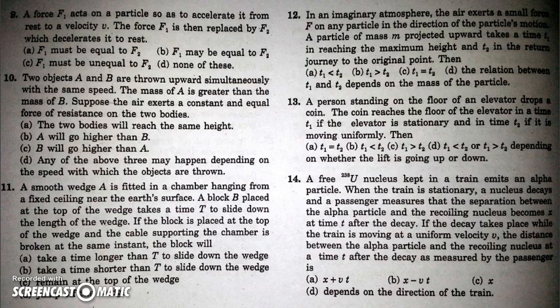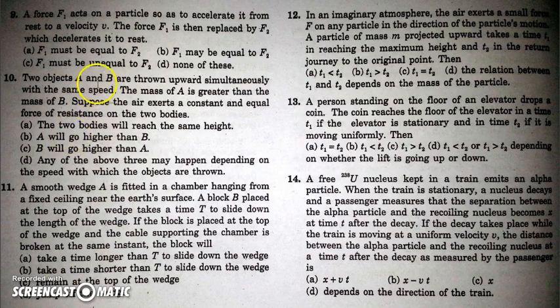Next question. Two objects A and B are thrown upward simultaneously with the same speed. Mass of A is greater than mass of B. Suppose air exerts a constant, equal resistance force on the two objects. We have to find which will go higher and what will happen to them.